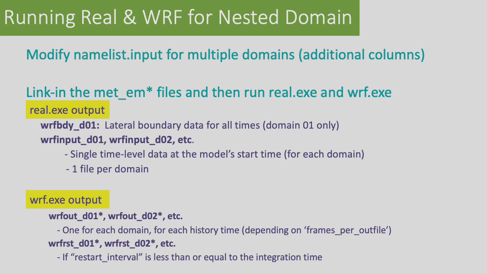To run the real program, you'll set up your namelist.input file for a nest. You'll then need to link in all of your met_em files and then run real. You should still have only a single WRF boundary file, which includes the lateral boundary data at all times, but only for domain 1. And you will have WRF input files for each domain containing the initial conditions. After you run WRF, you'll have WRF out history files for each domain. If you set restart interval to a time less than or equal to the integration time, you'll also have WRF restart files for each domain.